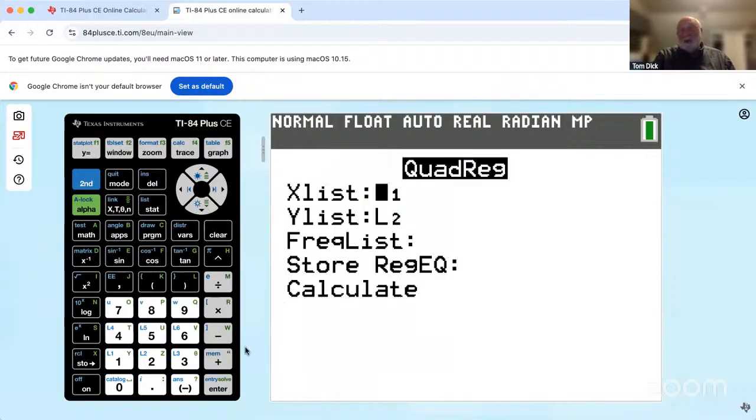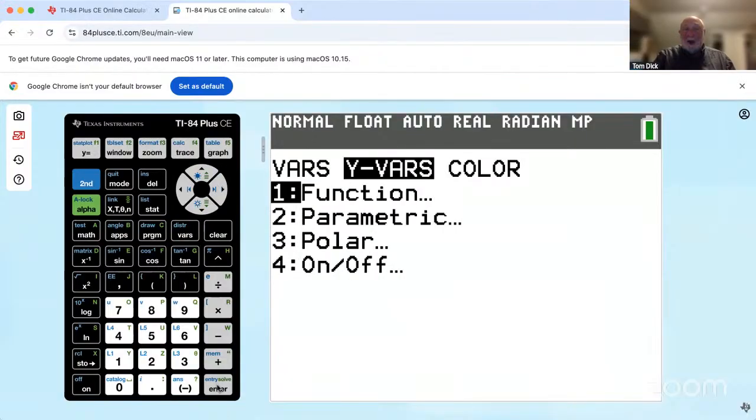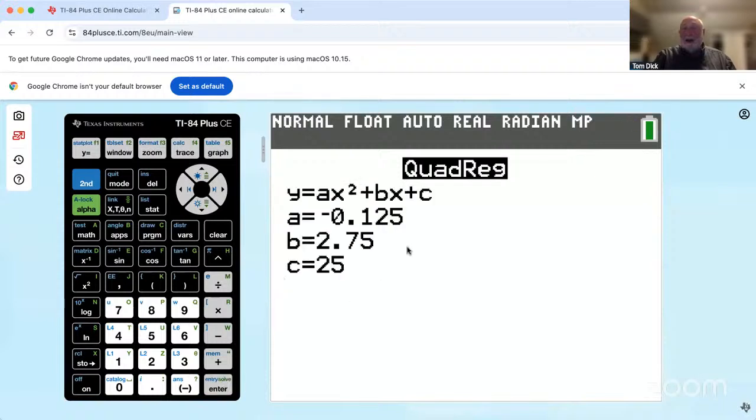And list 1, list 2 are already there. I would like it to not only calculate this, but I'd like to go ahead and store that in Y1. So where it says store regression equation, let me go ahead and pull up the y variables, put in a y1 there, and then I'll arrow down to calculate. And when I hit enter, it gives me this very general form of a quadratic.